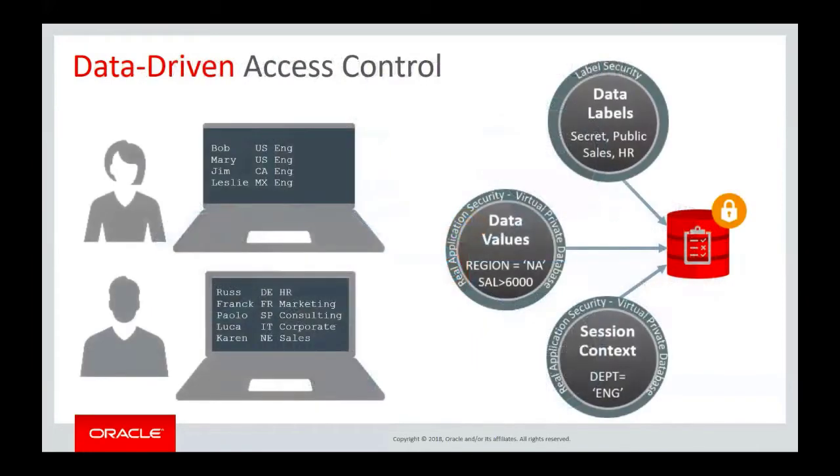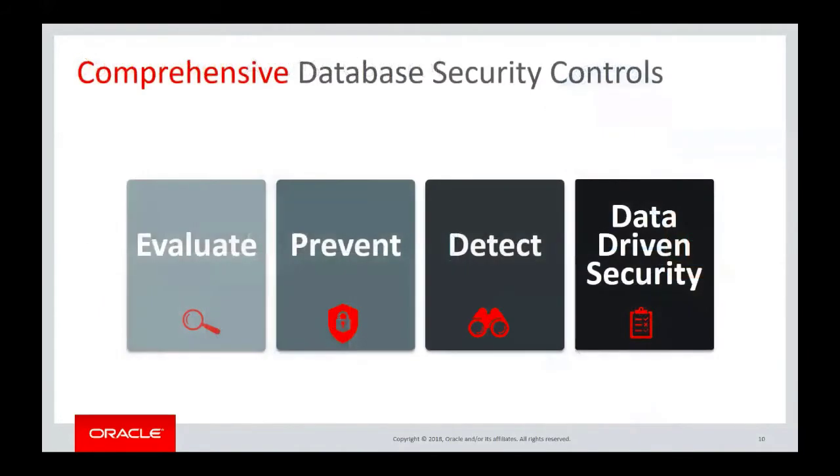And from a data-driven standpoint, what we generally look at is Virtual Private Database, and the next generation of Virtual Private Database if you're in 12.2, which would be Real Application Security. We look at Label Security as a data-driven control, and to some degree you might consider Data Redaction, although we usually put that in the preventive controls. So that's kind of it from a control standpoint.